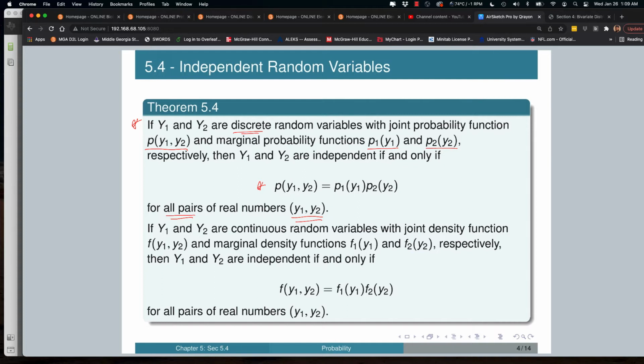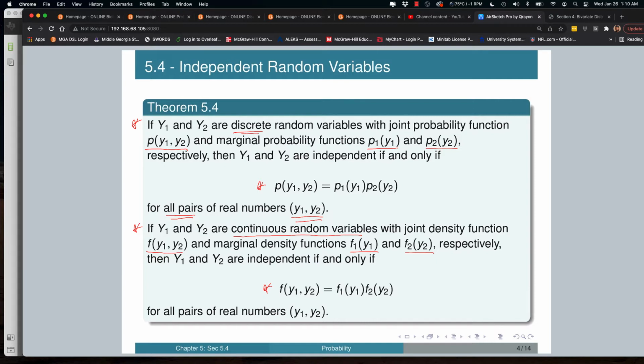And the continuous case is below, and it's a very similar definition, except they just replace the discrete notation with continuous notation. If y sub 1 and y sub 2 are continuous random variables with a joint density function f of y sub 1 and y sub 2, and the marginal density functions f sub 1 of y sub 1 and f sub 2 of y sub 2 respectively, then the two random variables are independent if and only if they satisfy this formula.